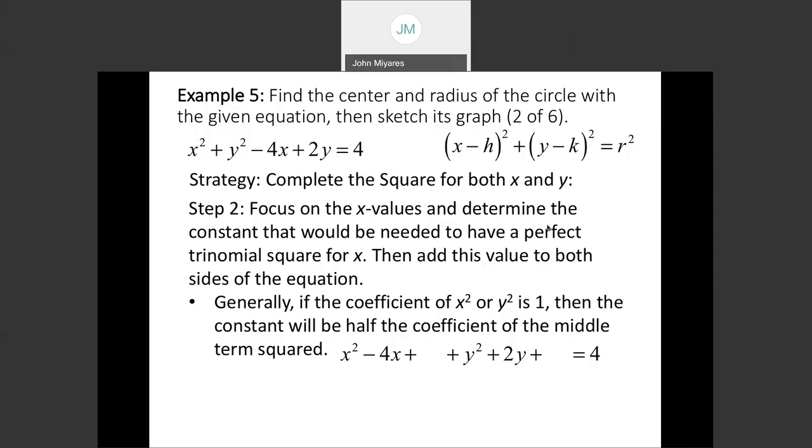In this case, the middle term is negative 4x, so half of negative 4 is negative 2, and negative 2 squared is 4. So I'm going to insert a plus 4 next to the minus 4x term. To keep the equation balanced, which is a requirement in this process, we're also going to add 4 to the other side of the equation.